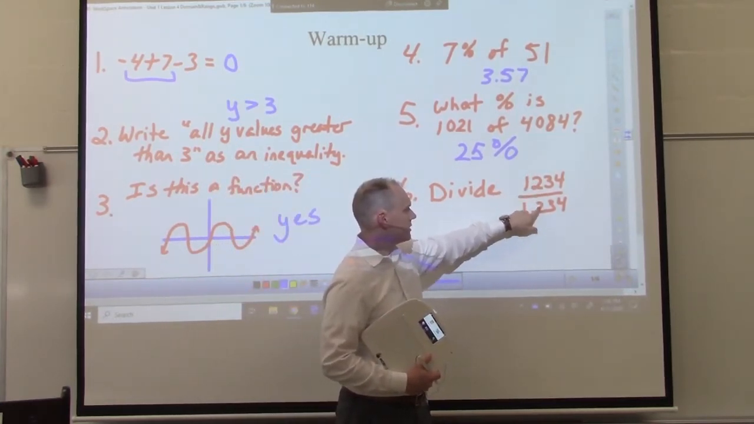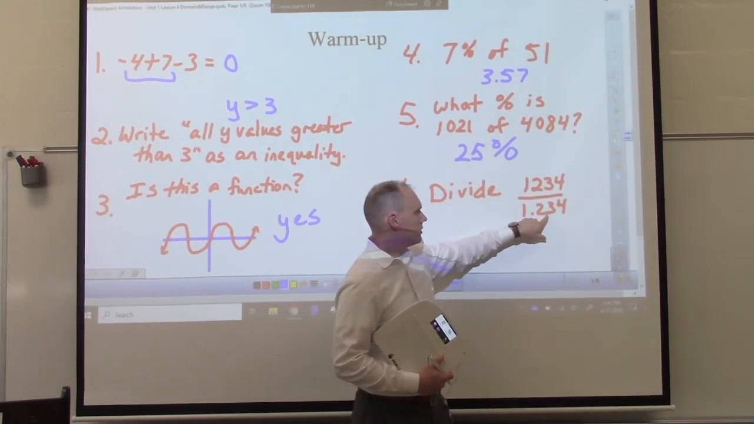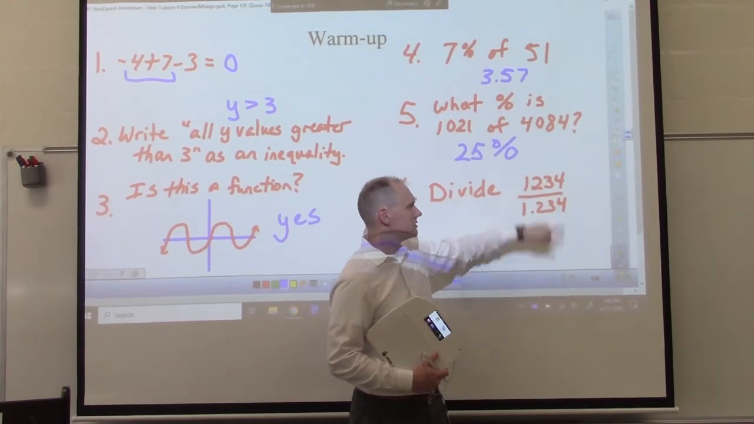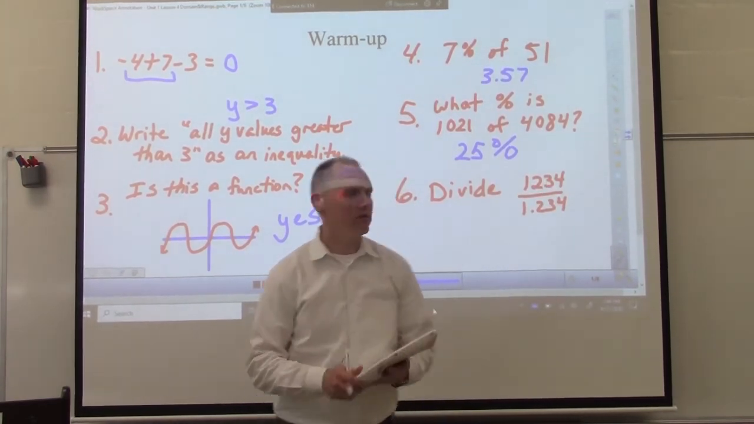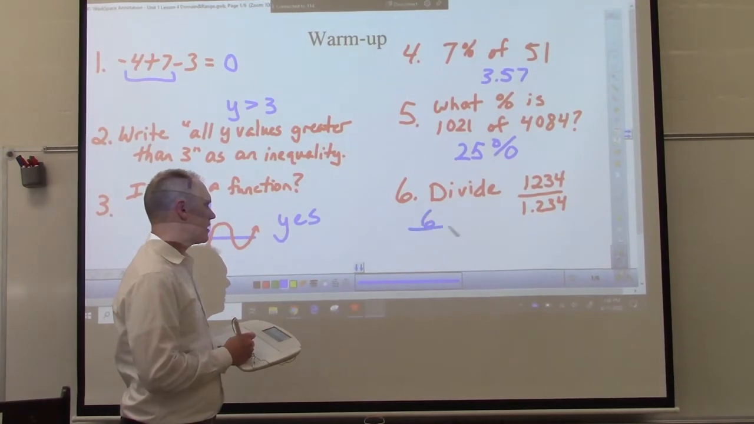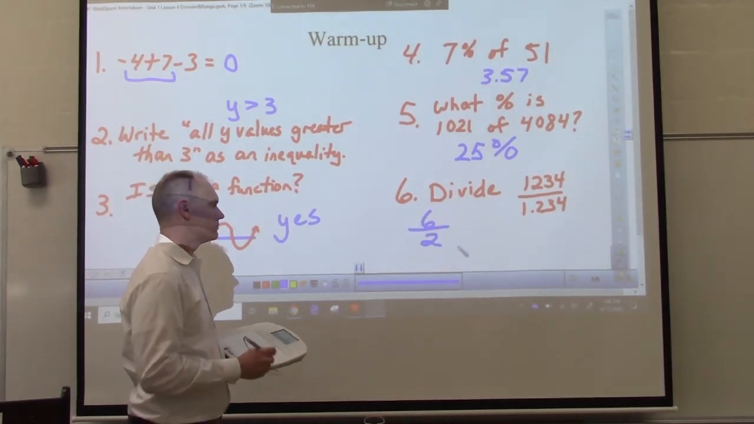Instead of dividing this by this, let's think about it this way. This number times what would give us this number? Let me give you a simpler example. How about 6 divided by 2?